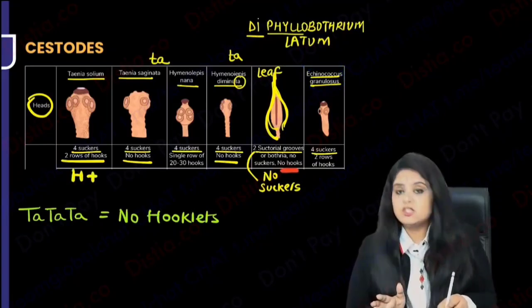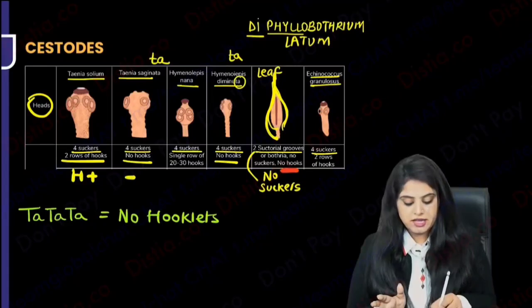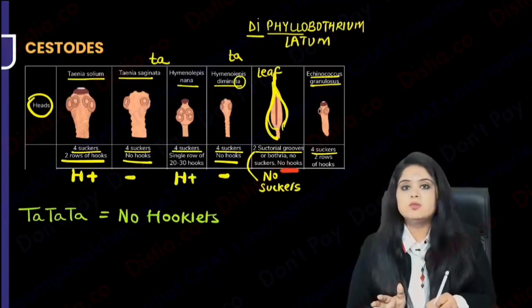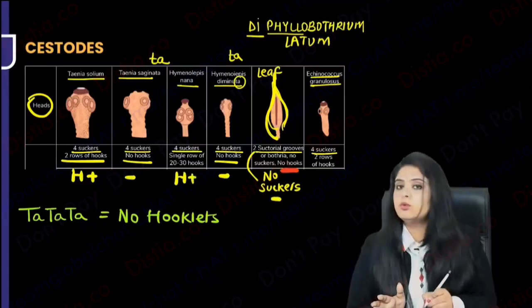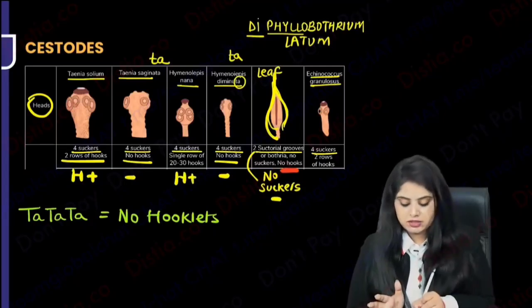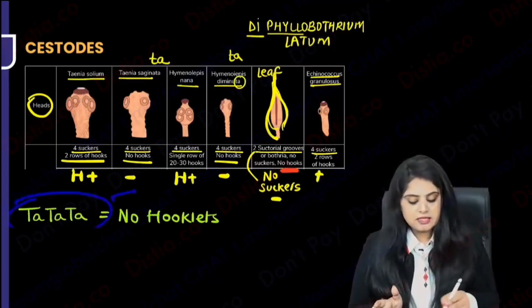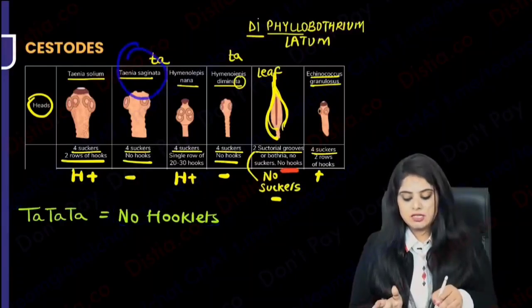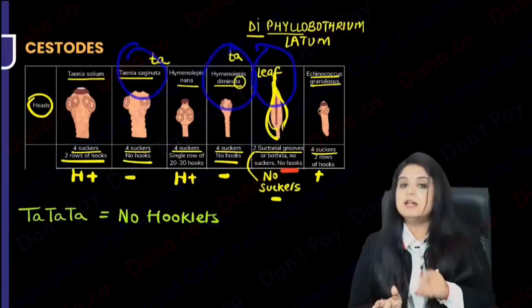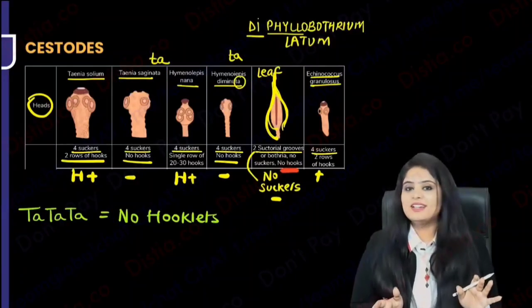Solium has hooklets, saginata, tata, no hooklets. H. nana has hooklets, H. diminuta, no hooklets. Diphyllobothrium latum, tata, no hooklets. Echinococcus granulosus has hooklets. So simple. Wherever you see tata, do tata to the hooklets. So saginata, diminuta and latum don't have hooklets. Easy to learn, I hope, now.